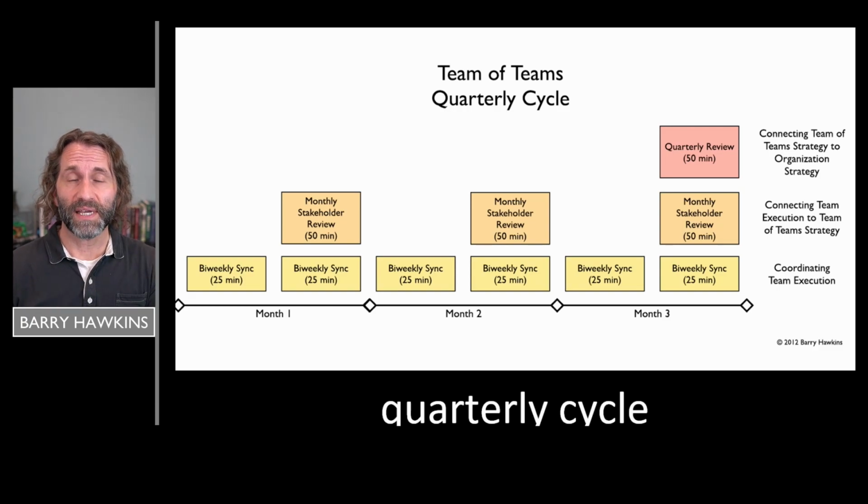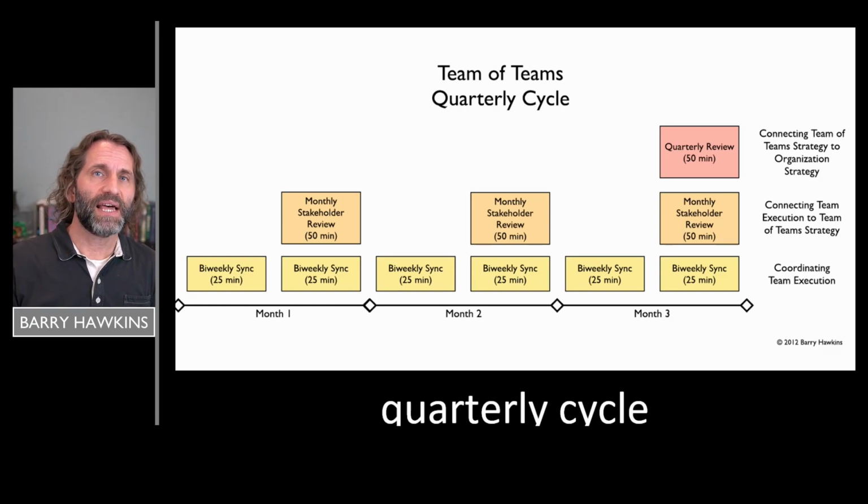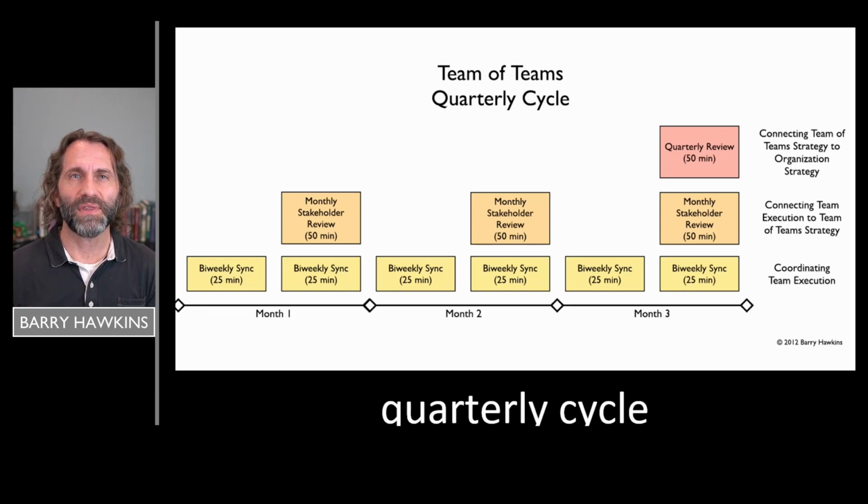Then at the quarterly cadence, we're then pulling up to that highest altitude, showing how the strategy with this Team of Teams unit ties into and is aligned with our overall organizational strategy, ensuring that the development priorities here line up with and support the corporate-wide objectives. These events don't comprise the only things that happen in a Team of Teams quarterly cycle, but the other elements are for another video.